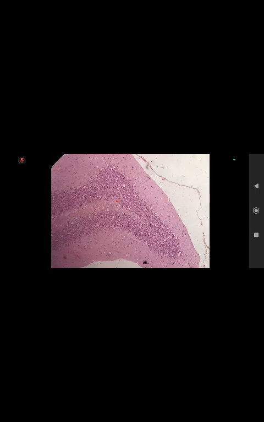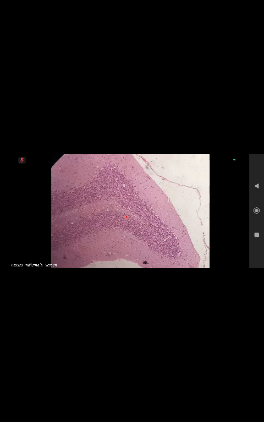Then the cerebellar cortex is made up of three layers. We have this outermost layer, which we refer to as the molecular layer. Then we have a single layer of cells here, a single layer of Purkinje cells. We refer to this as the ganglionic layer. And then we have this layer where we have stellate cells. This is the granular layer. It looks like grains. That's why it's called the granular layer.